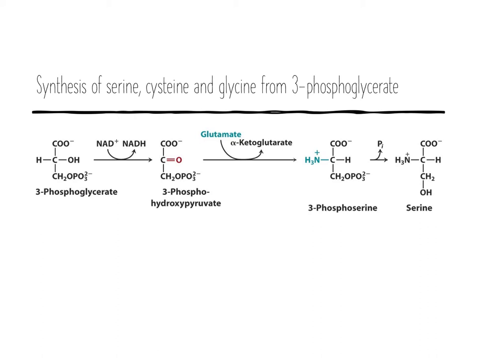Glycerate 3-phosphate and 3-phosphoglycerate are the same thing. I usually abbreviate this as 3PG. So this is the pathway starting with 3PG and getting to serine. The first thing that happens is there's an oxidation reduction reaction where NAD plus is reduced and the 3PG is oxidized. And it makes this molecule that you've probably never seen before, but you might be able to tell me what kind of molecule it is because it has this functional group here, which makes it an alpha keto acid.